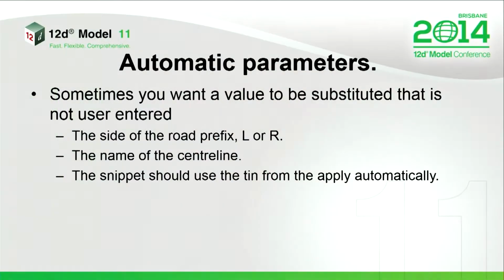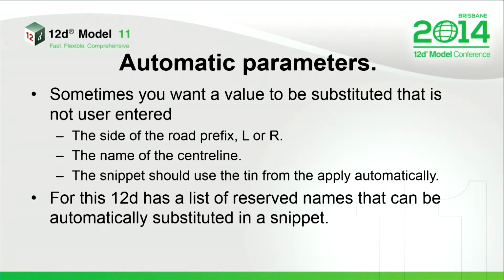You just want the applier to know, well, I'm on the left-hand side of the road, so I want something that'll do something when it's on the left-hand side of the road. Sometimes you want to put in the name of the send line. I want this snippet to be very portable. I want it to run on this road or that road, so I don't want the user to have to say I'm using this as 01. I just want that to happen automatically. Or you want the snippet to use the apply tin. You don't want the user to have to click a tin box and enter that. You just want that to happen automatically. So for this in V11, we've got some reserved names that can be used automatically in the snippet.